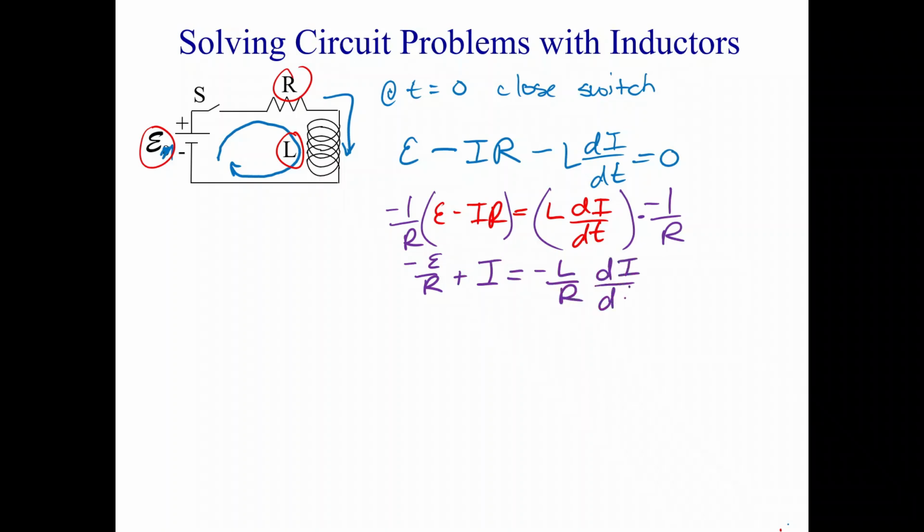One thing I noticed straight away, part of the reason I wanted to do this, is that I've now discovered two really cool terms. The first term I've discovered is this one right here, E over R. If the potential difference across your inductor is 0, which occurs at steady state, then your inductor is going to act like a wire, and the current at steady state is just what it would be if the inductor wasn't there, and that is E over R.